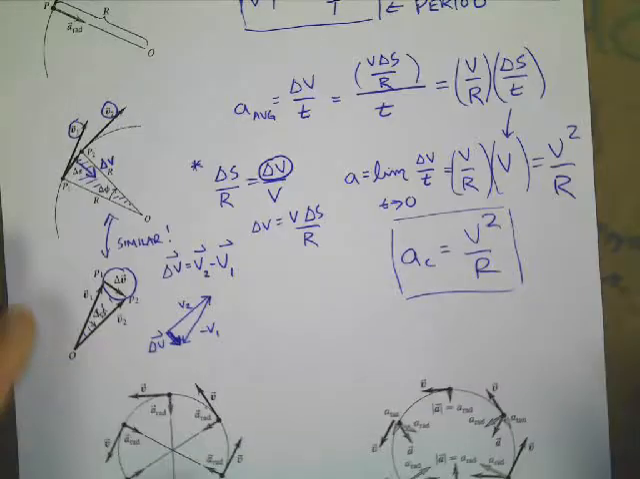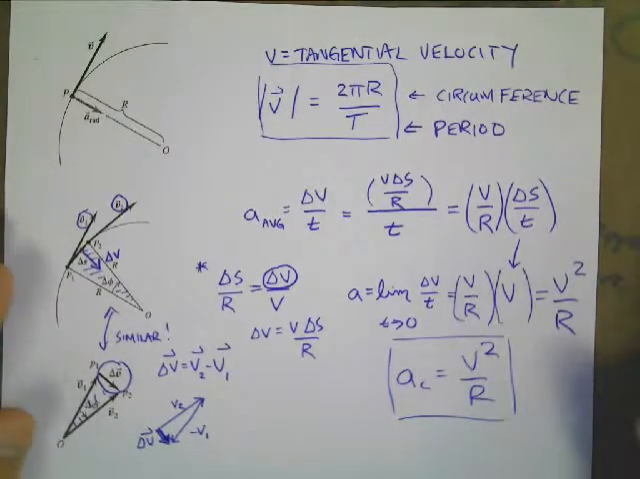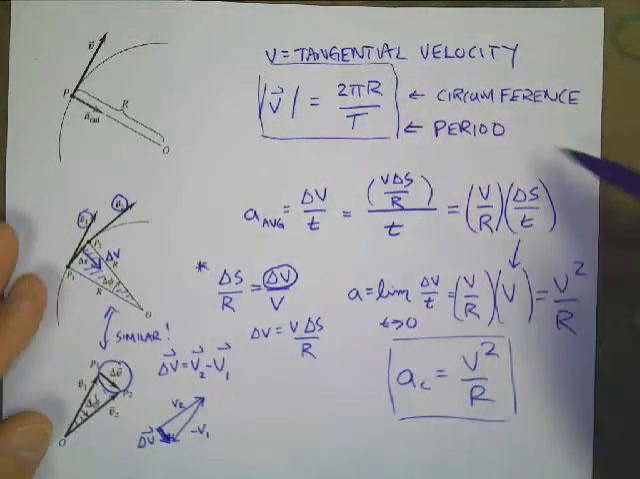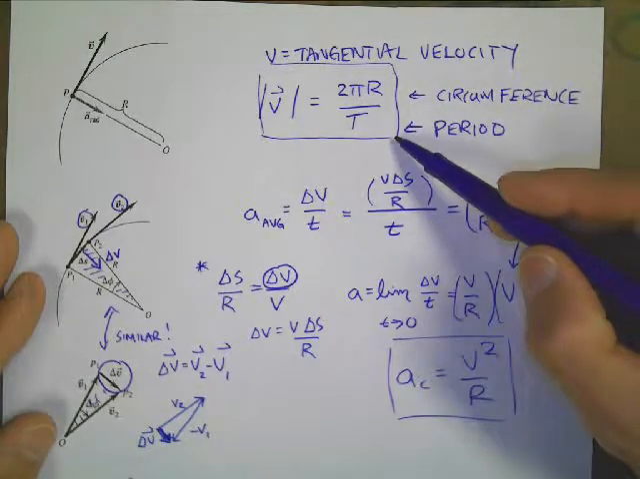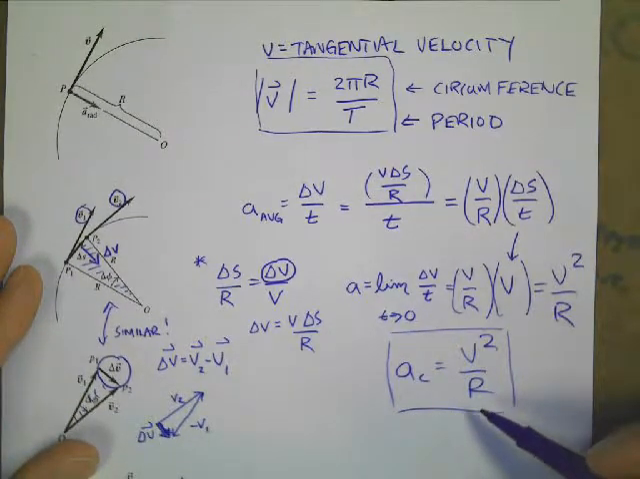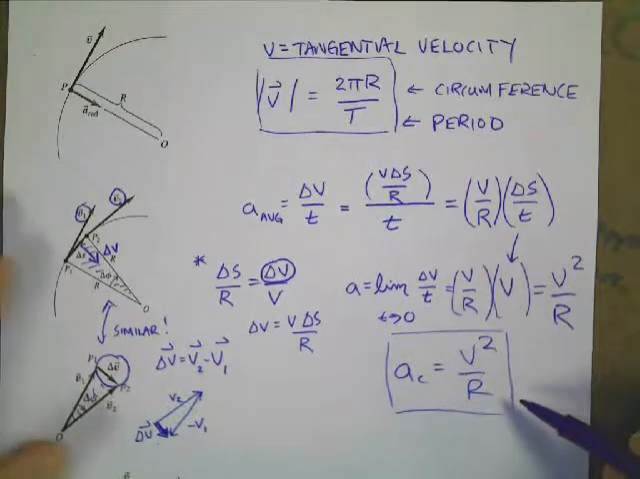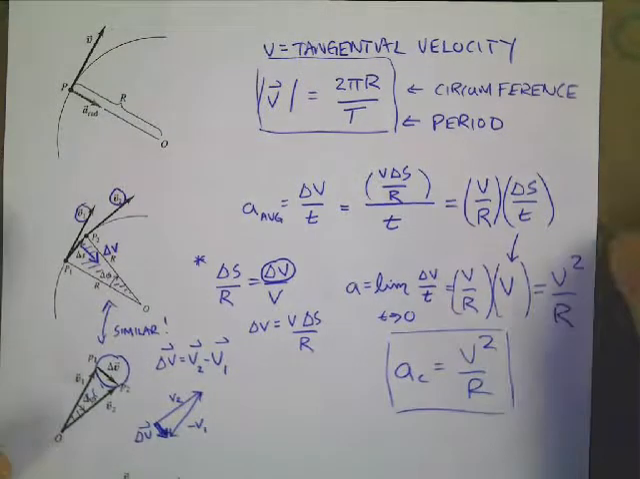Okay? So the main point here is that we've defined what uniform circular motion is, and we've come up with a way to find the value of the tangential velocity of the object, and we know how to figure out its centripetal acceleration, and we have a formula which is going to be very useful for us in the future for finding centripetal acceleration. Okay.